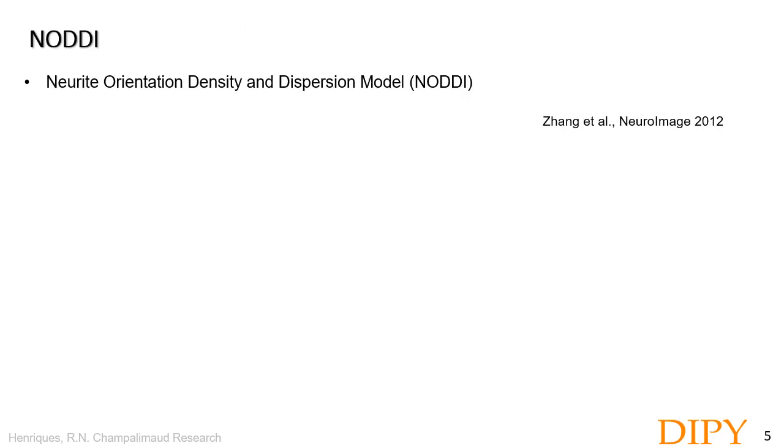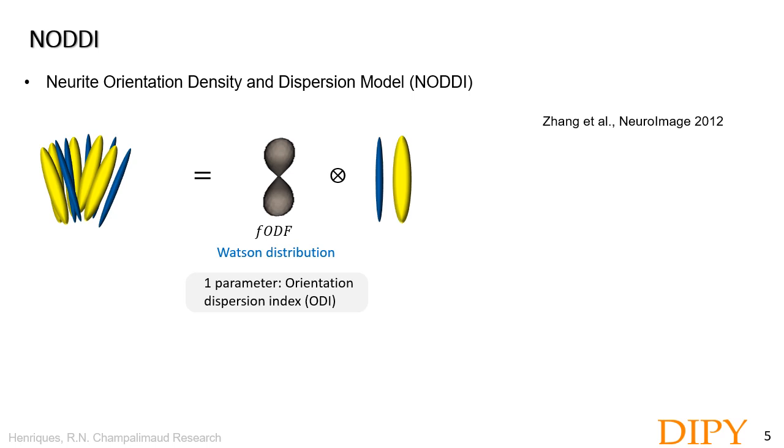Therefore, to promote the clinical feasibility of microstructure modeling, several simplifications of the Jespersen neurite density model were proposed. An example of this is the neurite orientation dispersion and density imaging model, known also as the NODDI model. To decrease the number of ODF parameters, NODDI focused on the estimate of an average orientation dispersion index by fixing the ODF as a Watson distribution.